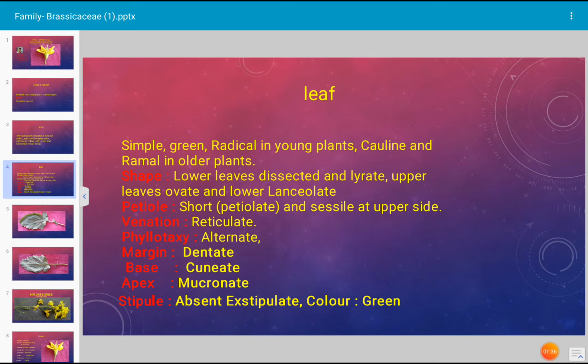It is a simple leaf. It is simple because it has a lamina and a small stalk-like structure, that is the petiole. When the leaf has only lamina and petiole, such a leaf is described as simple. And the leaf is green, radical in young plants, and cauline and ramal in older plants.